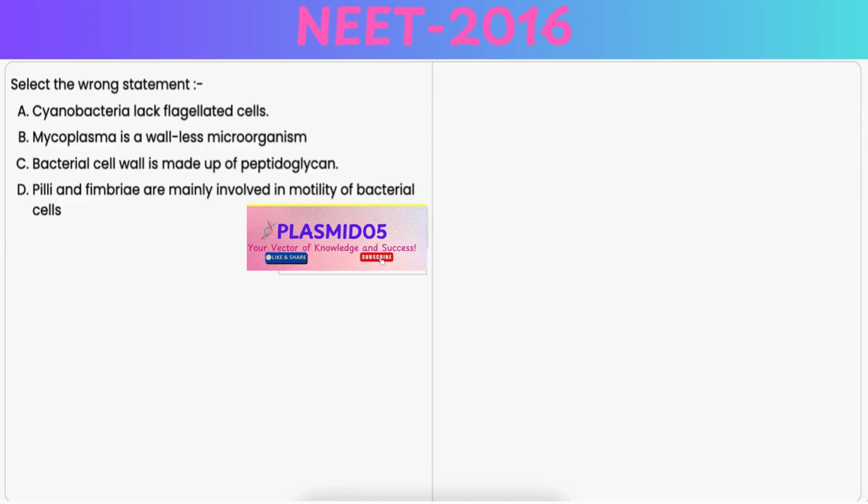In this question, you have to identify the wrong statement. Option A, cyanobacteria lack flagellated cells. This is true. Cyanobacteria do not have flagella for movement. Instead, they exhibit gliding or oscillatory movements. Hence, it is incorrect option.